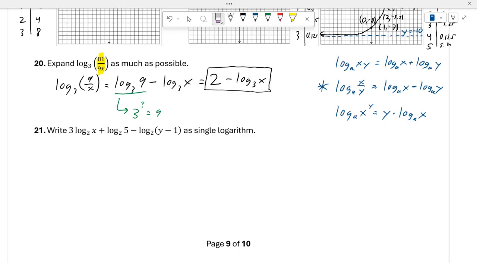If you did not simplify first, then you have to be careful because you do have a quotient, but then the 9x is also a product. So your denominator is itself a product, which means you can expand that. And then you can just go from there. So question 20.